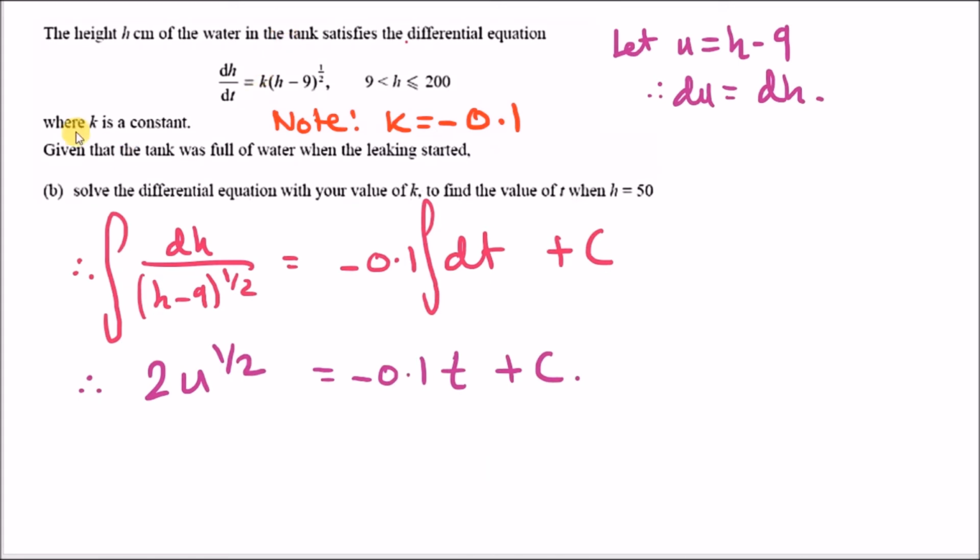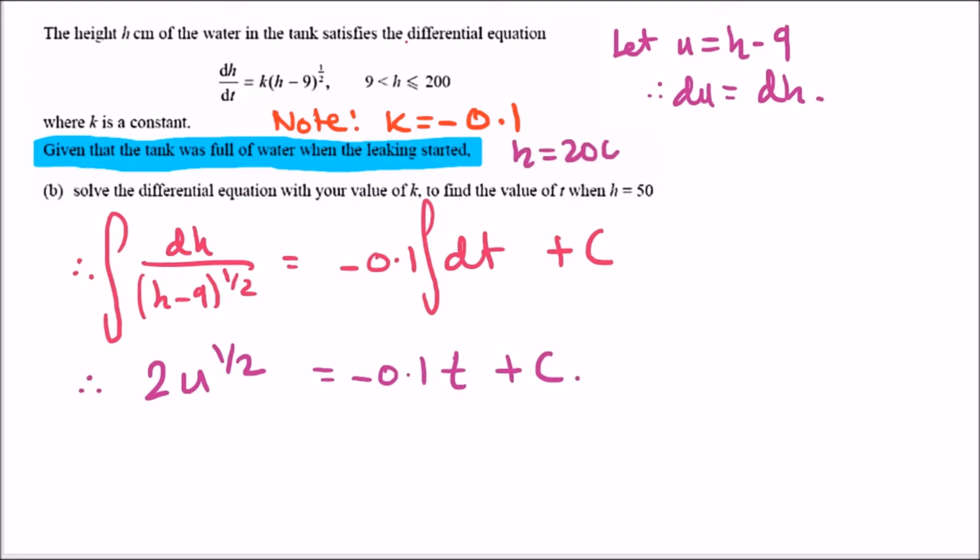Now, one thing we have to really spot is this sentence here. So remember it says, given that the tank was full of water when the leaking started. That tells us that because the tank was full, it was at a height of 200, and this began as soon as the leaking started, and this would be at time 0. This is just the initial point. So let's plug in these values here, because then we can actually find the value of c.